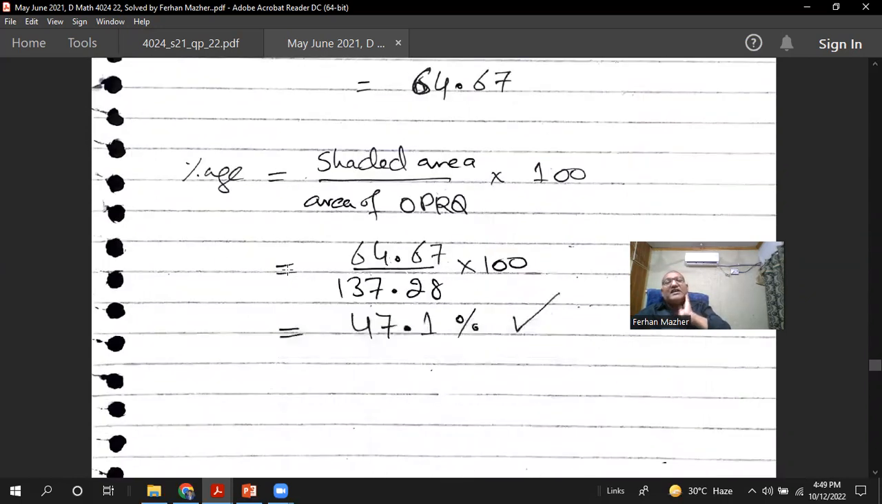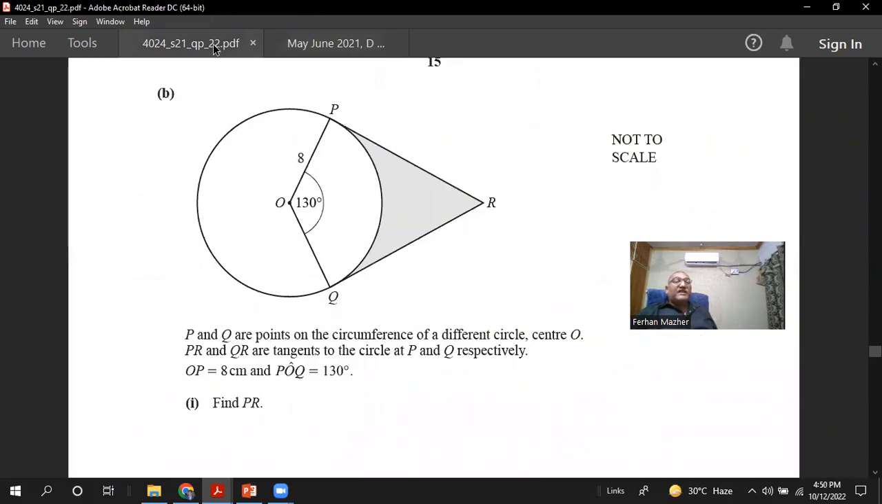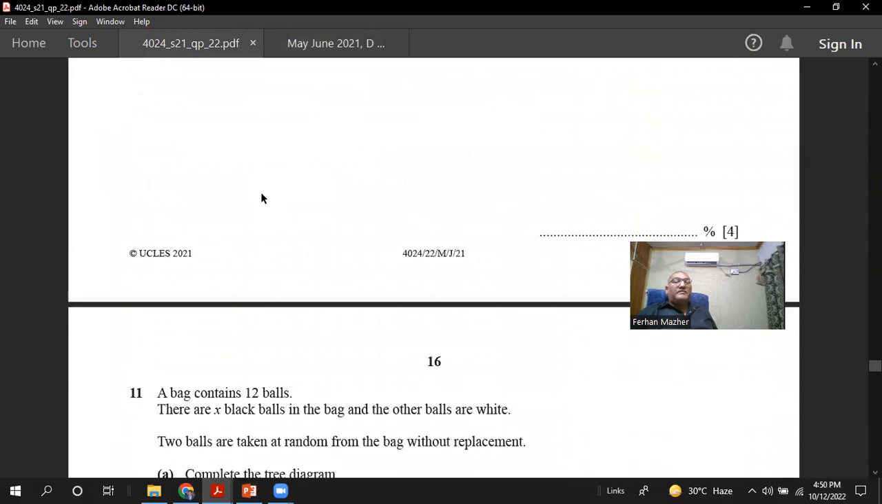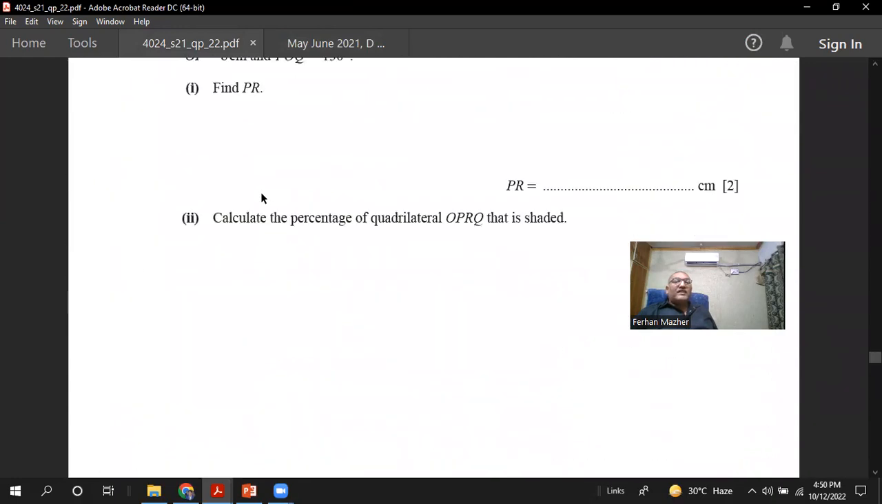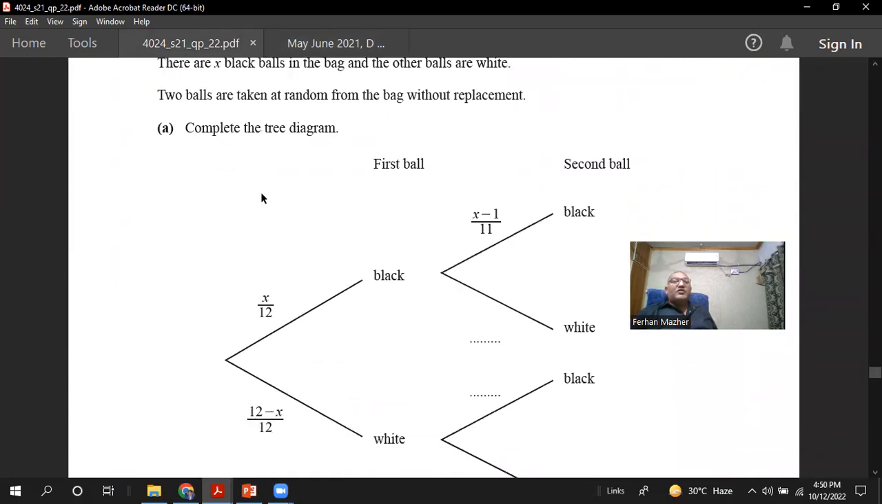Now the percentage area which is shaded is the shaded area divided by the area of the OPRQ multiplied by 100. The shaded area is 64.67, divided by the total area of the quadrilateral, 137.28, and multiplied by 100. So it will be 47.1%. 47.1%, which is the right answer. So we are done with question number 10. Now I'm going to the next question.